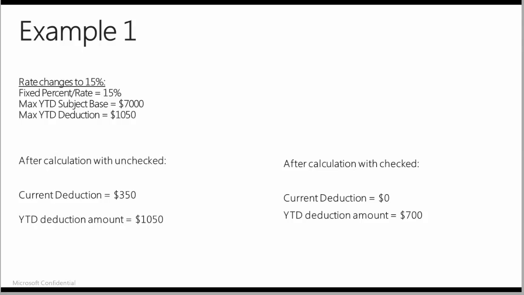If you do not have this new checkbox enabled, you'll see that the deduction is calculated to deduct $350 for this paycheck. This is calculated because at a rate of 15% and a max subject base of $7,000, the max year-to-date deduction is $1,050, and $700 already has been calculated on a previous payroll. So $350 is the difference between the max year-to-date deduction of $1,050 and the amount from a previous payroll of $700. Now let's take a look at how that looks in the system.